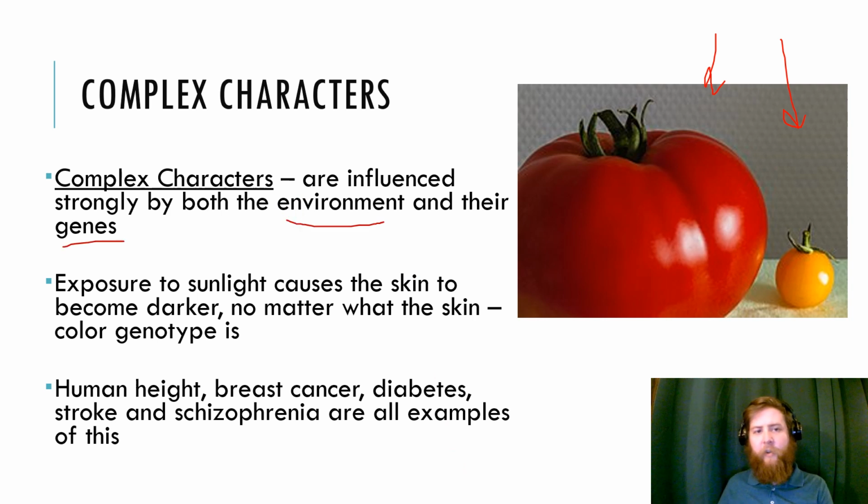So, in humans, skin color is a complex character. Exposure to sunlight causes your skin to become darker. No matter what your skin color genotype is, your body naturally produces more melanin. Some other examples are human height. Breast cancer is a complex character. Diabetes, stroke, schizophrenia are all examples of things that can be influenced by both the environment and the genetics of the organism.